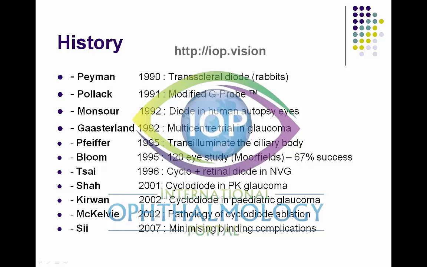And also in 2002, McKelvey et al. produced a superb paper describing the various pathological changes seen in diode laser cycloablation. I mentioned the paper by Frida Tsai, Graham Lee and myself from 2007, which, although only a short paper, is a very good introduction to minimizing some of the blinding complications of diode laser.